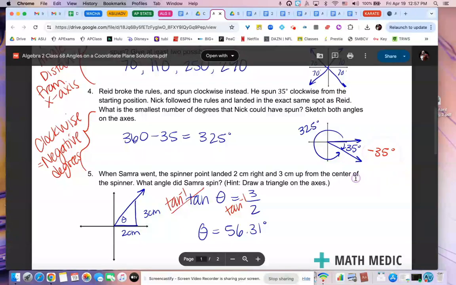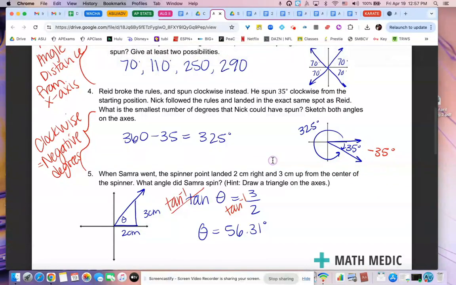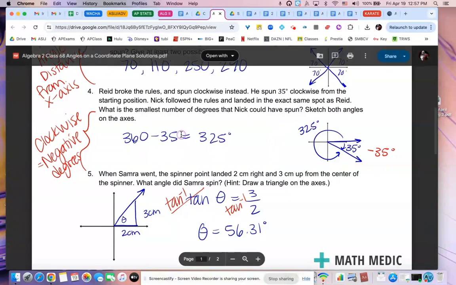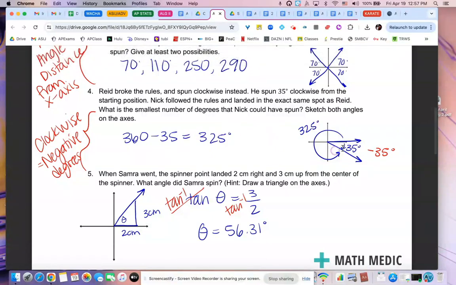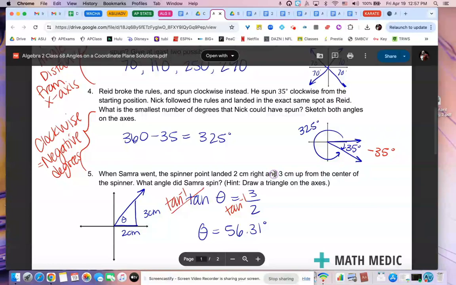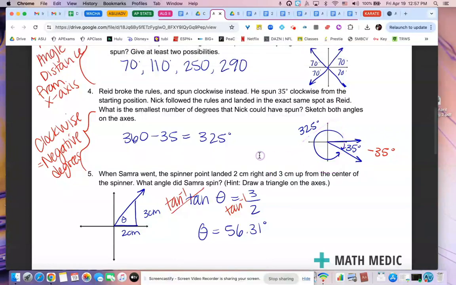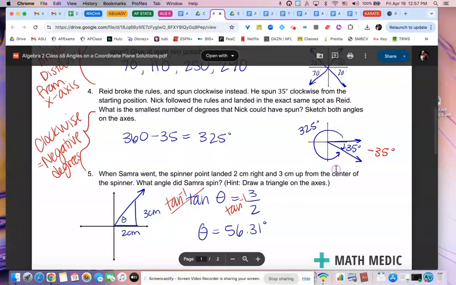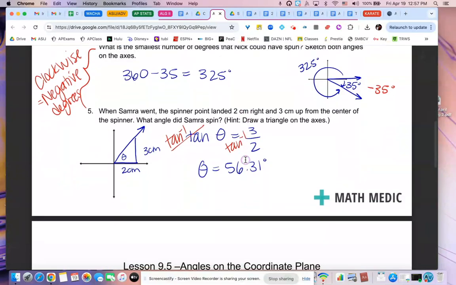So that's what we call coterminal. Okay. What's the smallest number of degrees? Yeah, so he would have had to go at least that much. I mean, I could always go around again, right? But that's not what we're talking about. We just want the first one, right? That's the first one.